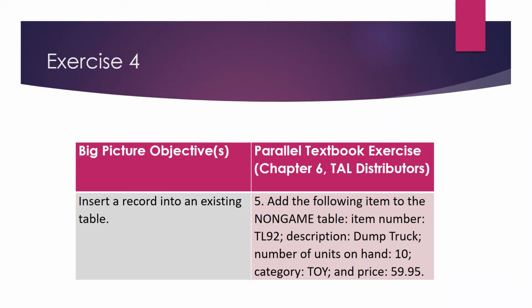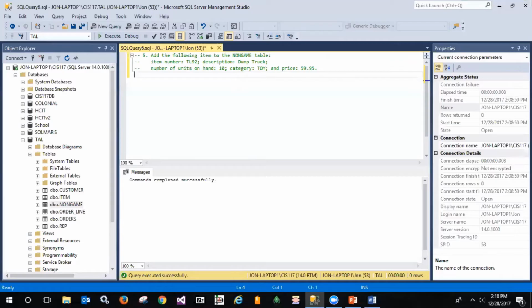Exercise 4 focuses on inserting a record into an existing table. For our fourth exercise, we're going to be inserting a new record into our non-game table, and we're using TAL5 as an example. It says add the following item to the non-game table: item number TL92, description dump truck, number of units on hand 10, category toy, and price 59.95.